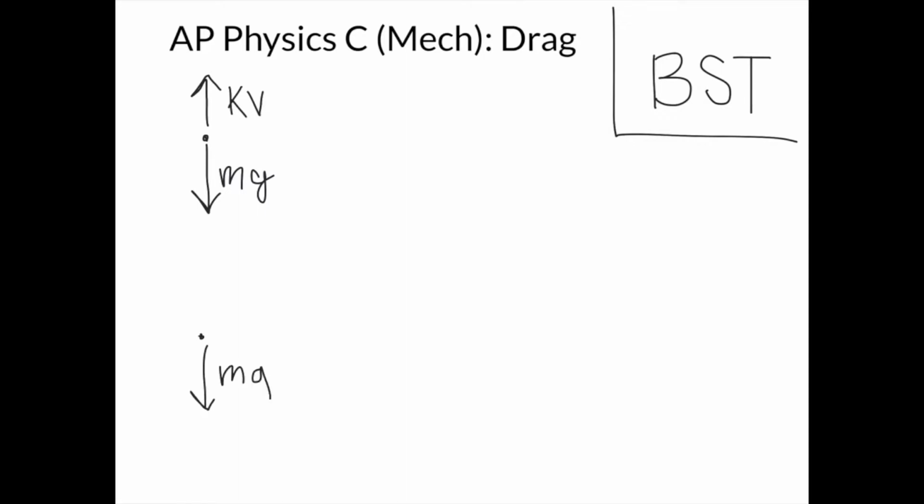With that being said, it should also be noted that at higher speeds, this object, which still has mg as its force due to gravity, also has a drag force, but this time, because it's at a higher speed, it ends up being proportional to the velocity squared. So this is d, just like k, a constant, the drag constant, and being proportional to v squared, we would end up with a different equation for velocity if we wanted to find it.